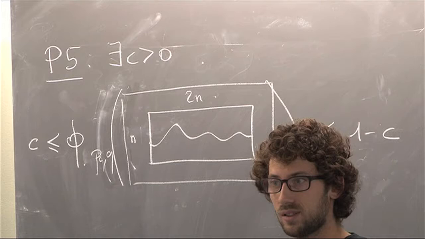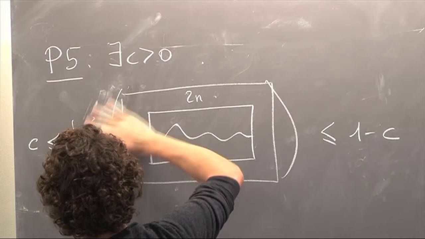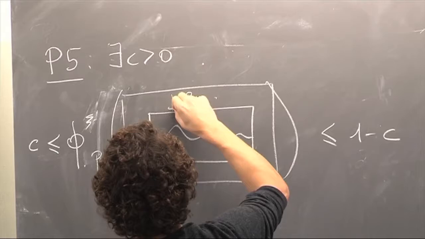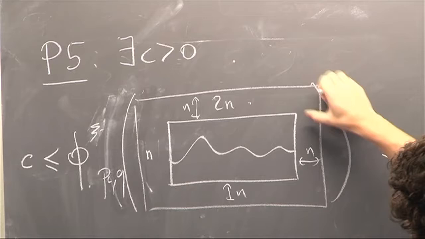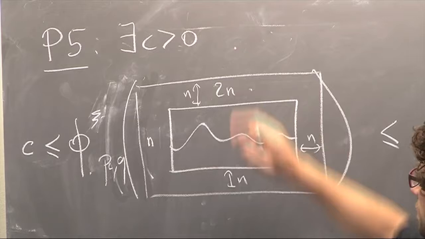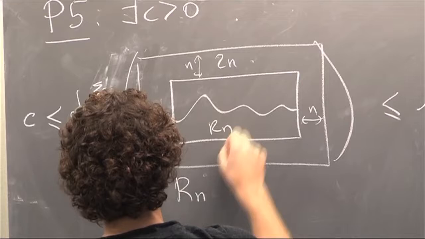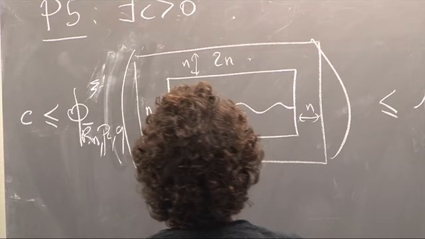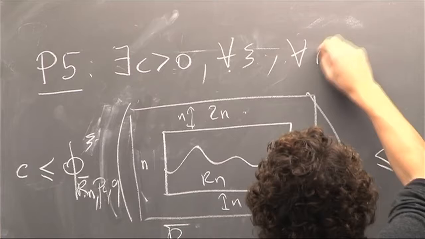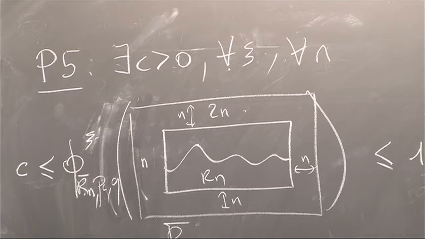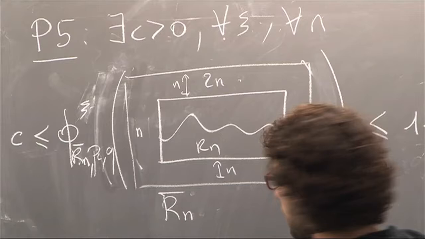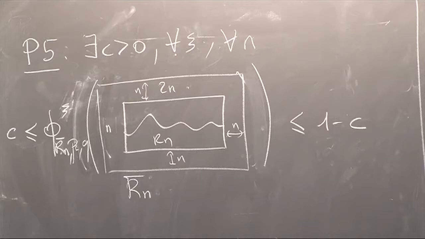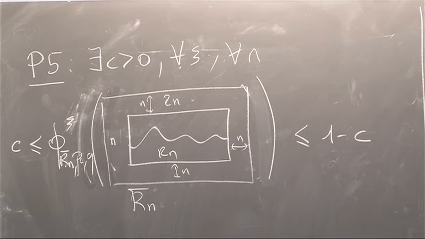So I'm going to fix psi boundary conditions on the boundary of the box, which is slightly bigger. So you just give yourself a strip of width n around your smaller rectangle, and you fix boundary condition psi on this. Let's call the small one Rn, and the large one Rn bar. And what I want is that it's true for every psi and every n. So it's uniform in the size, but also in the boundary conditions. So it's slightly stronger than what you would usually ask for the Russo-Seymour-Welsh theorem. Usually, you would just take the full plane measure and look at the crossing probability. Here we are going to do something slightly better.